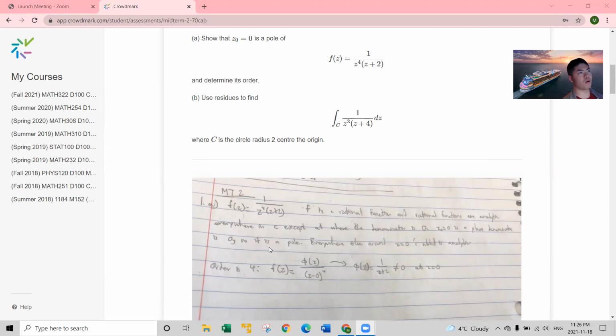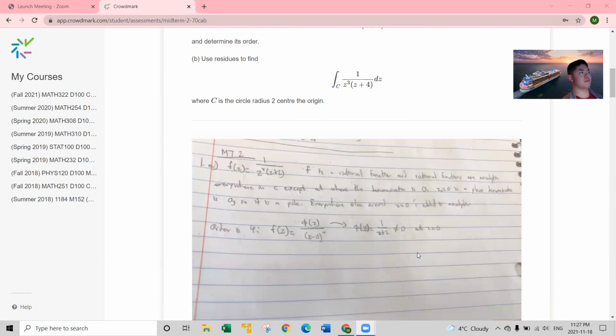So the order is 4, and the way you do it is like, say f of z is equal to phi of z divided by z minus z naught to the power of m. And then, yeah, z naught is 0, so it's z minus 0. Phi of z is 1 over z plus 2, and phi of z cannot be 0, but it's very clearly, phi of 0 is very clearly not 0. So hence, it's a pole of order 4.